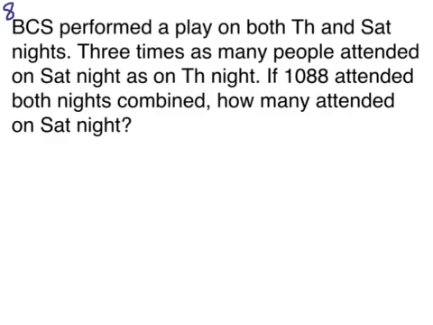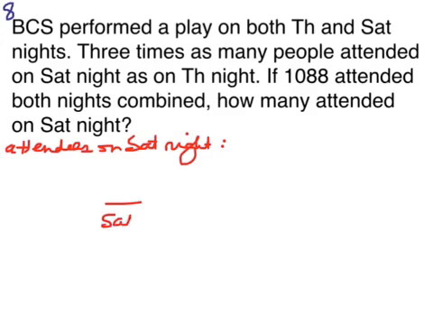All right, so we're trying to set this up, and we know that there were 2 nights, and they want to know how many attended Saturday night. So we're trying to find the attendees on Saturday night. There were also some people that came on Thursday night, and if we're adding together the people on Saturday plus the people on Thursday, the total number of people was 1,088. That was our total. So you could write it out in words, or you could do something like that, which seems to be what a lot of you like to do.